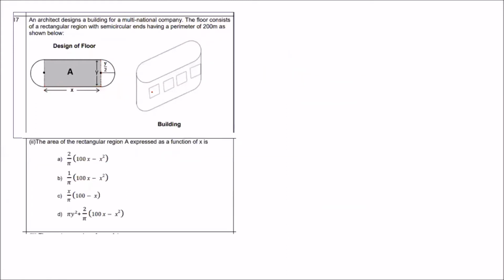Now coming to the second part. The area of the rectangular region is expressed as a function of x. Area of the rectangular region is how much? x into y. So from the previous expression, it was 2x plus pi y is equal to 200. That means when we get the area of this rectangular portion, this is x into y. So area is equal to x into y. So you have to eliminate y from this expression and put it.